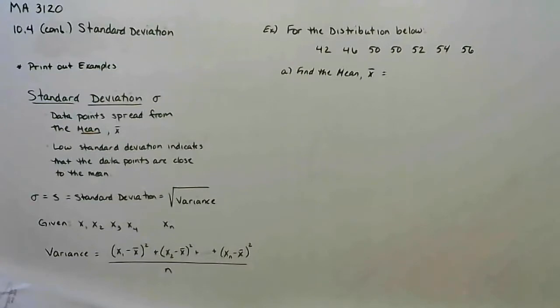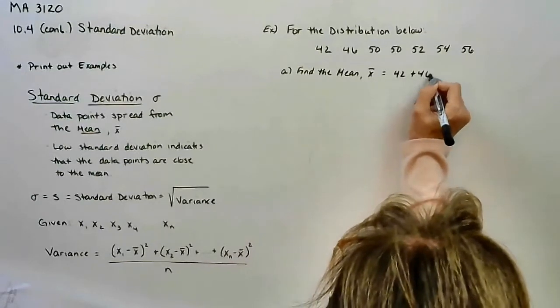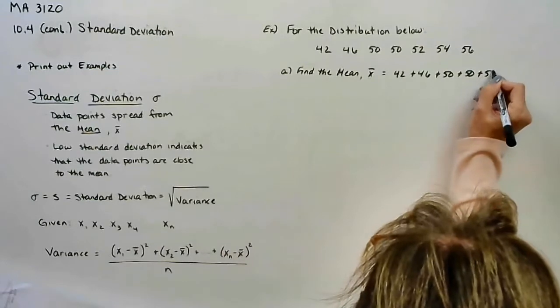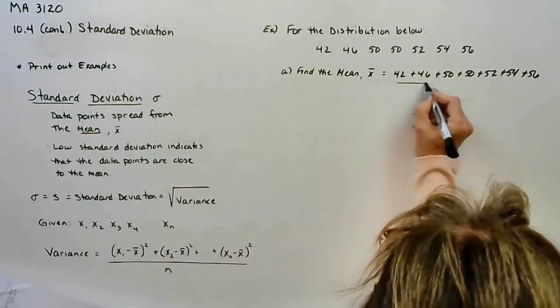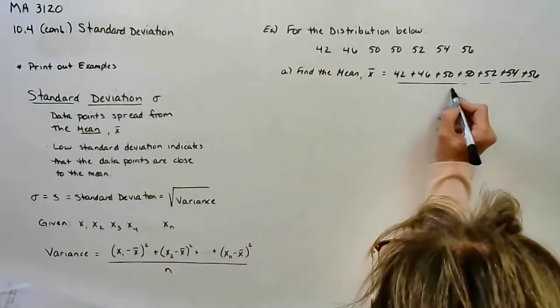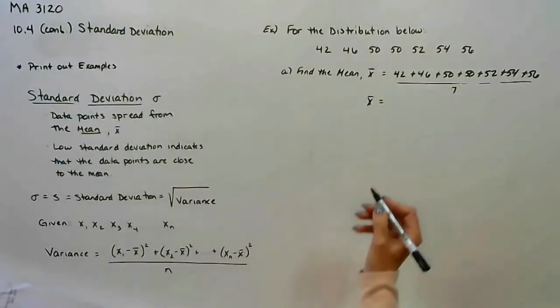So let's calculate the mean. You're probably finished by now. So 42 plus 46 divided by the total number, 1, 2, 3, 4, 5, 6, 7. I got the mean to be 50.